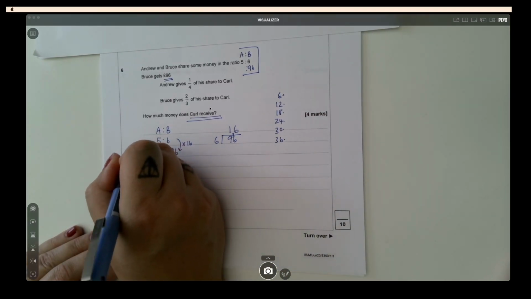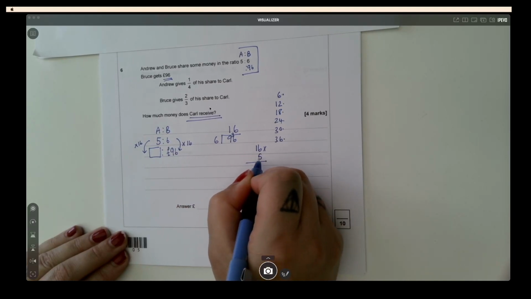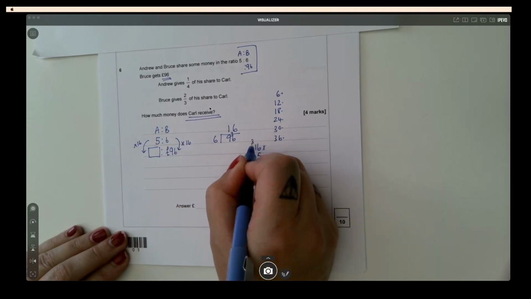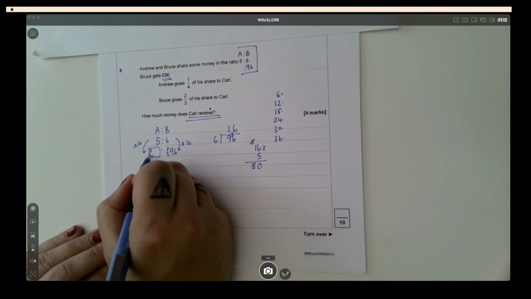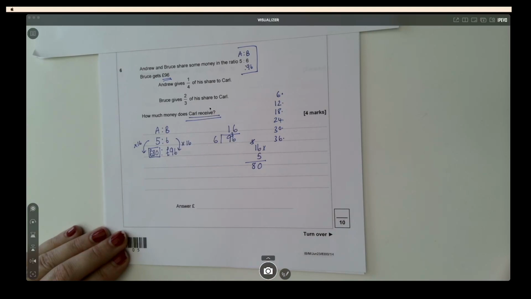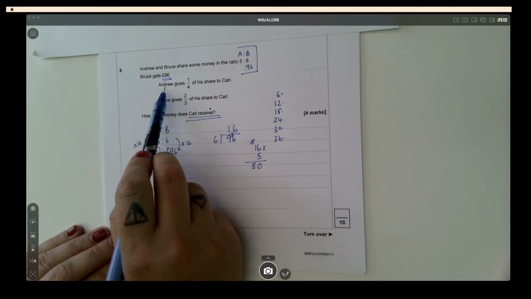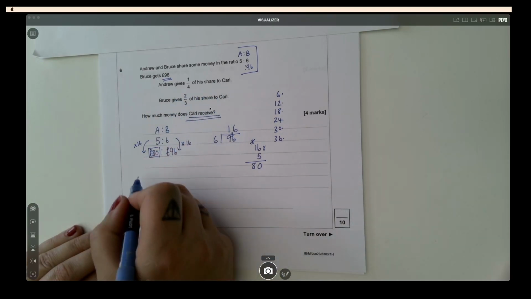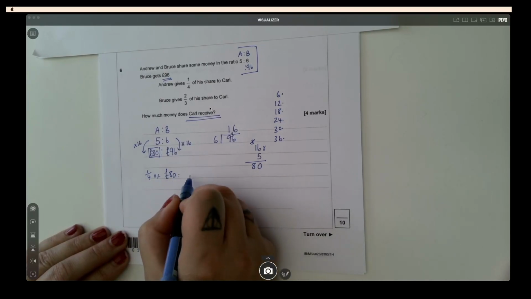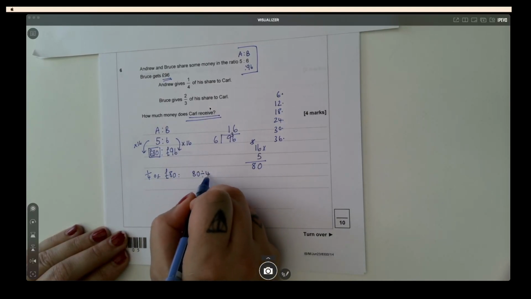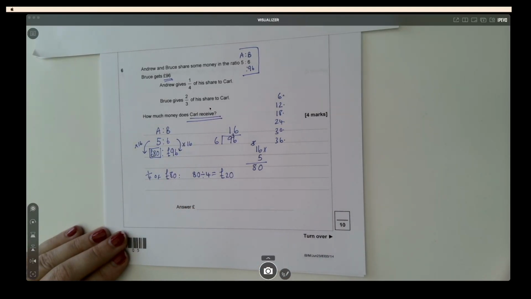So if I do that on the other side of the ratio, 16 times by 5, 5 times 6 is 30, 5 times 1 is 5, plus 3 is 8. So Andrew gets £80. So now we can then share this money with Carl. Andrew gives 1/4 of his share to Carl. So 1/4 of £80 is £80 divided by 4. So Andrew's going to give Carl £20.